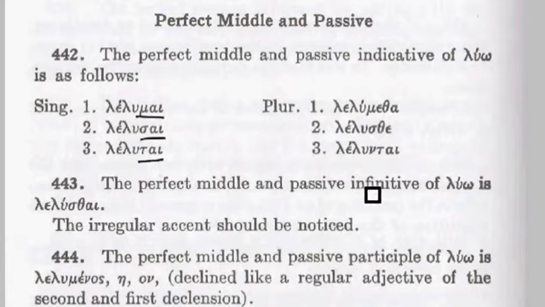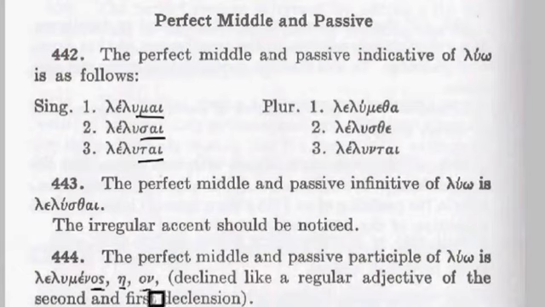He says the perfect middle and passive infinitive of luo is lelusthai, again somewhat similar to the infinitives as we already studied them. The perfect middle and passive participle is lelumenos, lelumene, lelumenon. Note the irregular accent there. And notice also that these endings now are exactly the same as we had when we were studying the present middle participle. The endings are the same and they are declined the same.